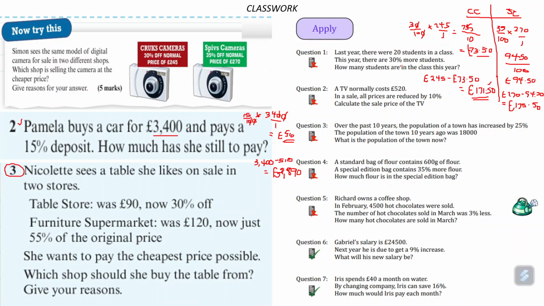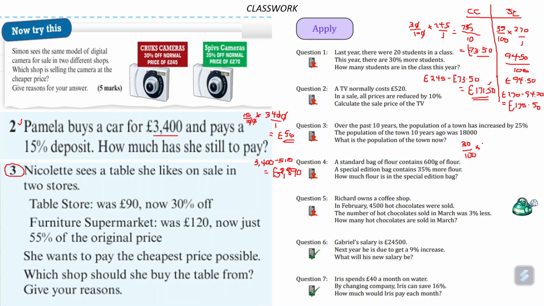So what you just needed to do is to find the 30%, because the question says there are 30% more students. So what we need to do is to find 30% of 20 students, and whatever we get, we'll add it to the number of students that were there last year. So let's do it here. To find 30%, we just need to find 30% of 20.